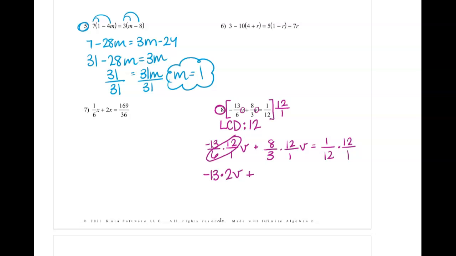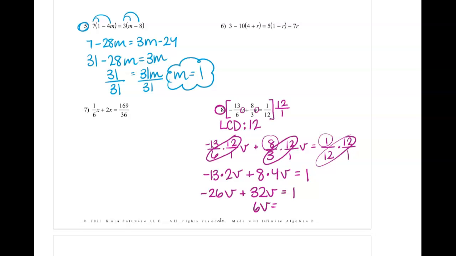Plus, same sort of thing here, we have 8 times 12 over 3, which is 4. So we have 8 times 4v equals, this is really like 1 times 12 over 12, which is 1 times 1, which is 1. Keep in mind, any 1s left over, they really don't matter, unless it's the only thing left. So then negative 13 times 2 is negative 26v plus 32v equals 1. Negative 26 plus 32 is 6v equals 1.